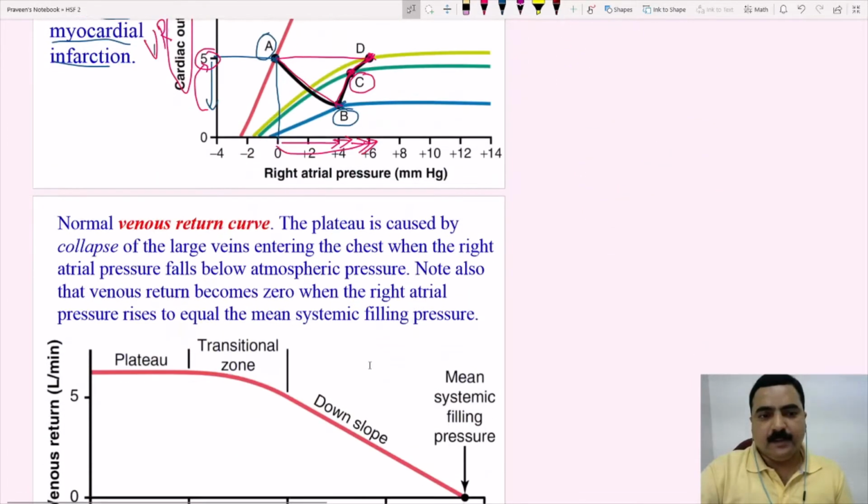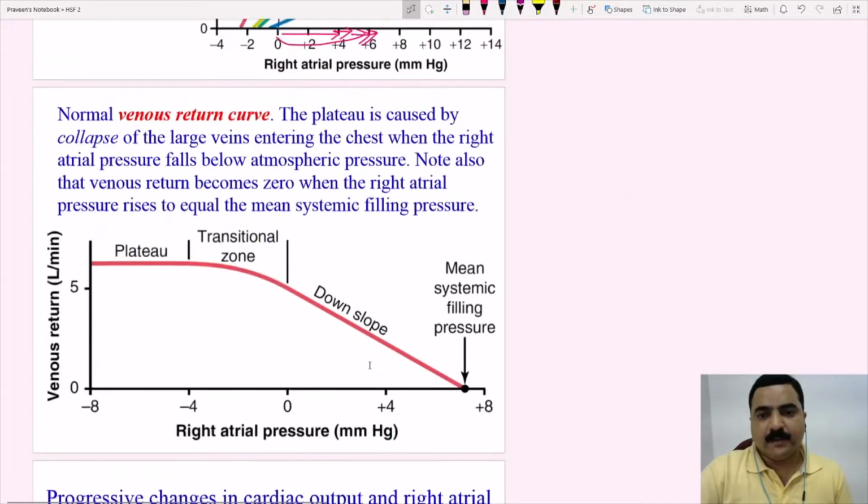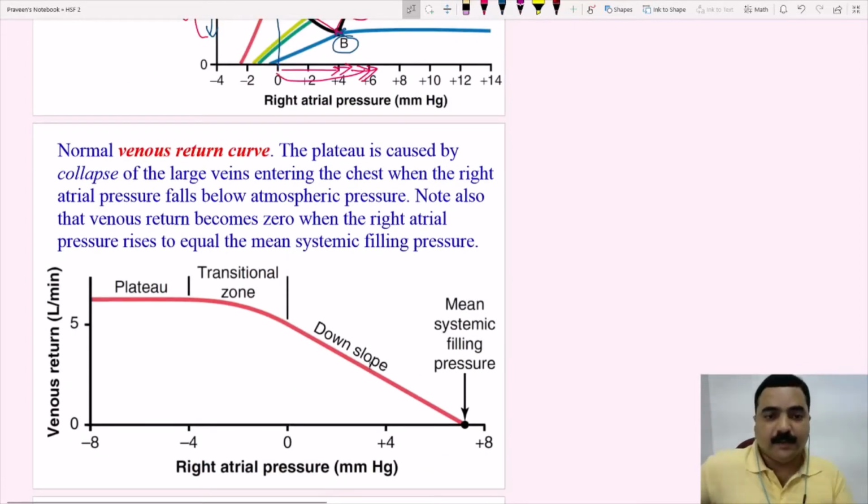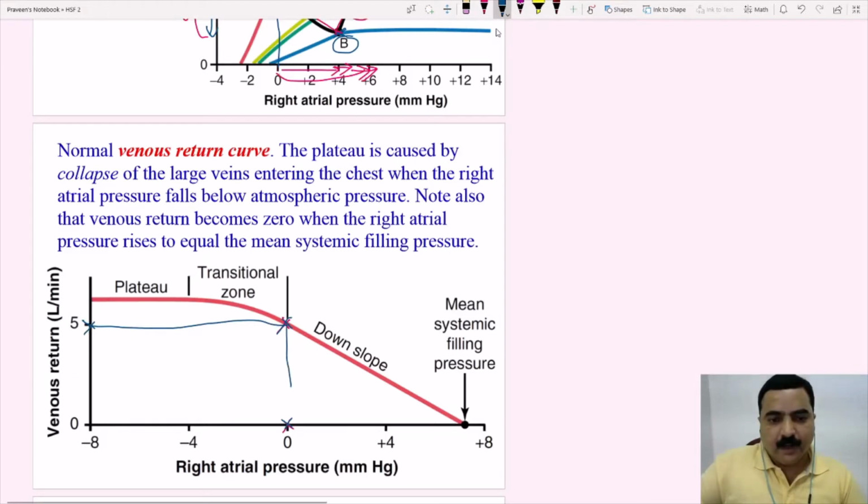So this is the venous return curve. This is the normal venous return curve that we have, which is 5 and 0. These are the points that we have: 0, and whatever is the cardiac output should be the same. So 5 is the normal value of the venous return, and 0 is the right atrial pressure at that point. So this is the normal point.